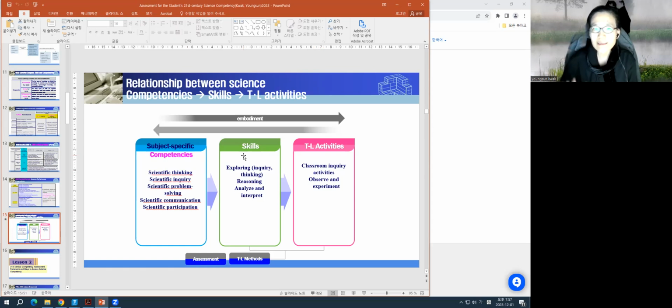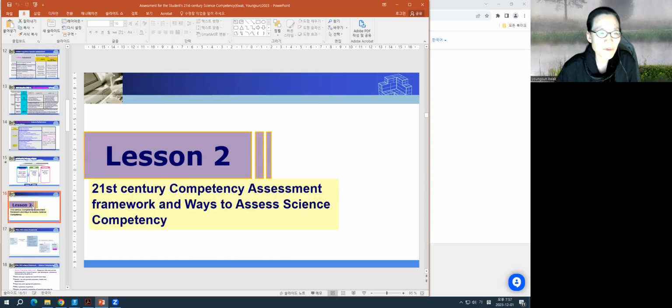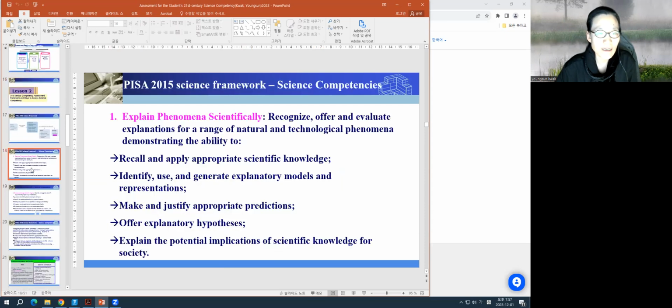And then the last process is about assessment. Okay, so this is our topic we will talk about today. So what is science competency that is assessed in PISA? PISA is the International Student Achievement Assessment.